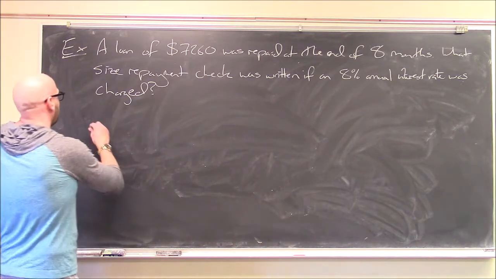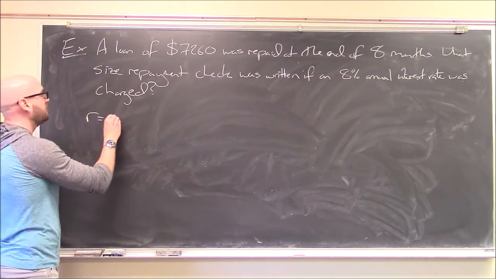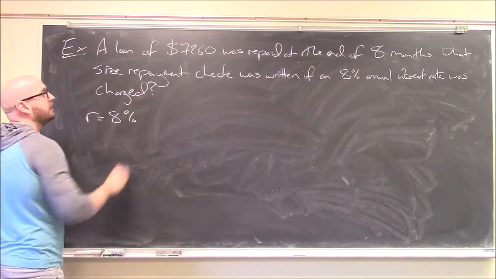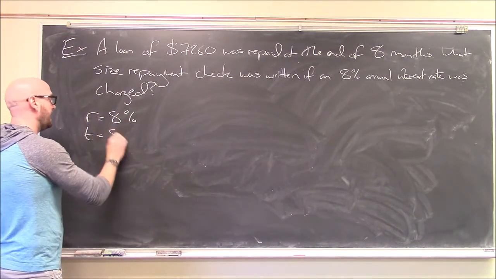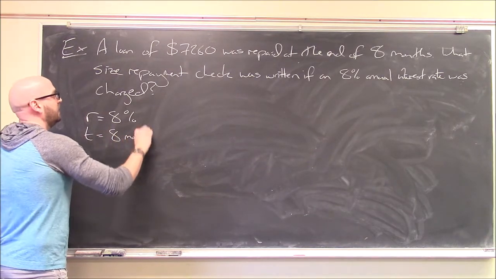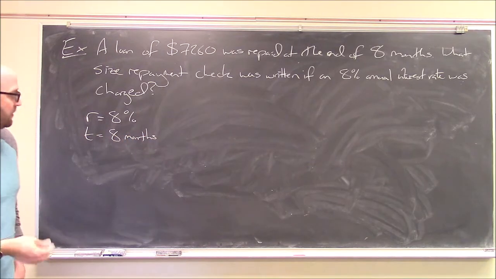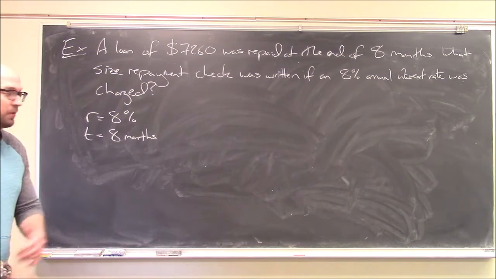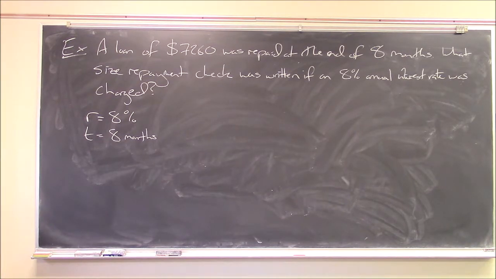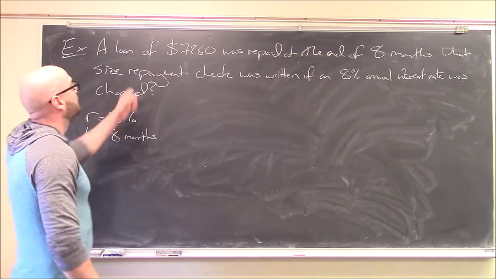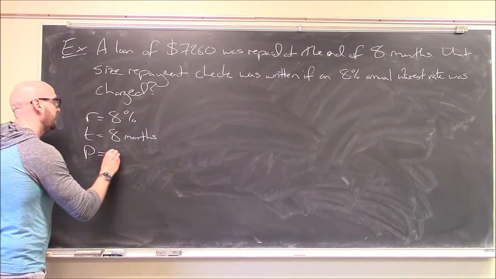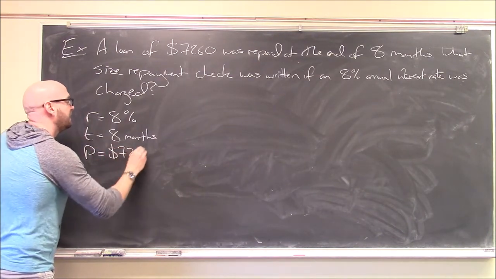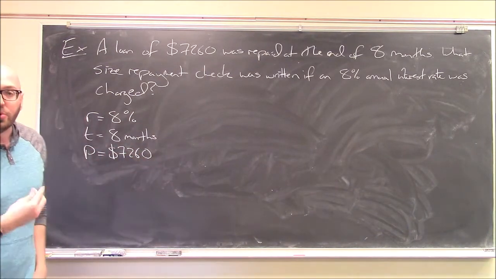We're given the annual interest rate. We have R. R is 8%. We have the time, T. The money was borrowed for 8 months. And of course, there's 12 months in a year, so that's 8 over 12 years. And we're given the original principal. The original loan was $7,260. So we're given P is $7,260.